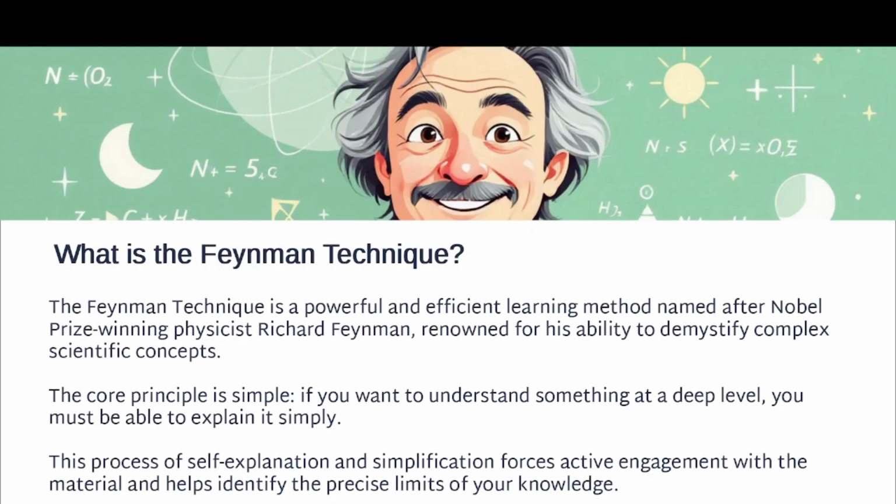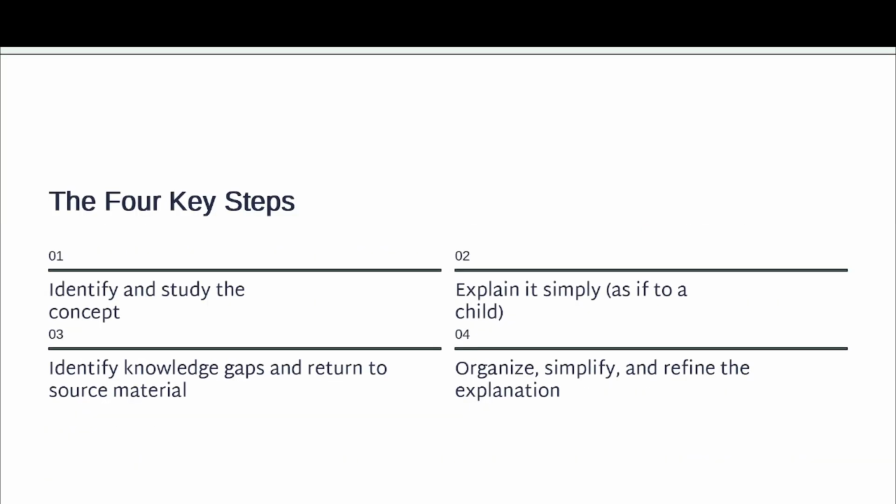The Feynman Learning Technique, a comprehensive guide. The Feynman technique is a powerful and efficient learning method named after Nobel Prize-winning physicist Richard Feynman, renowned for his ability to demystify complex scientific concepts. The core principle is simple. If you want to understand something at a deep level, you must be able to explain it simply. This process of self-explanation and simplification forces active engagement with the material and helps identify the precise limits of your knowledge.